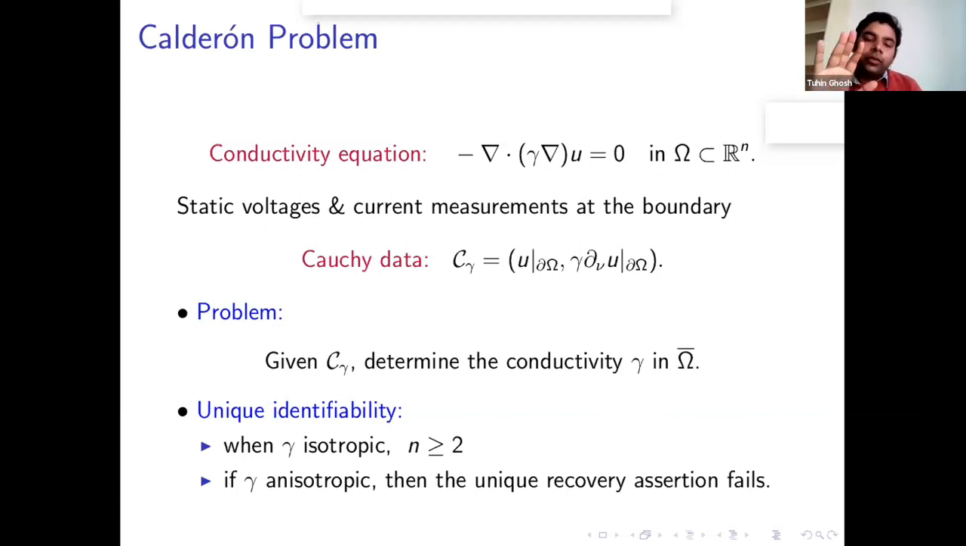First of all, if you have an anisotropic matrix, then you cannot expect to recover the whole gamma. There is a problem. You can show that there is a gauge invariance. So you can cook up certain diffeomorphism, which is identity on the boundary. And for those diffeomorphism, you can actually show that 2 different metrics or 2 different matrices have the same DN map. So you cannot hope for recovery.